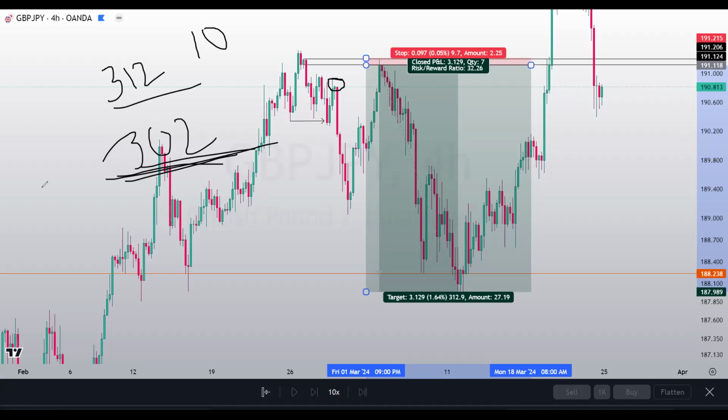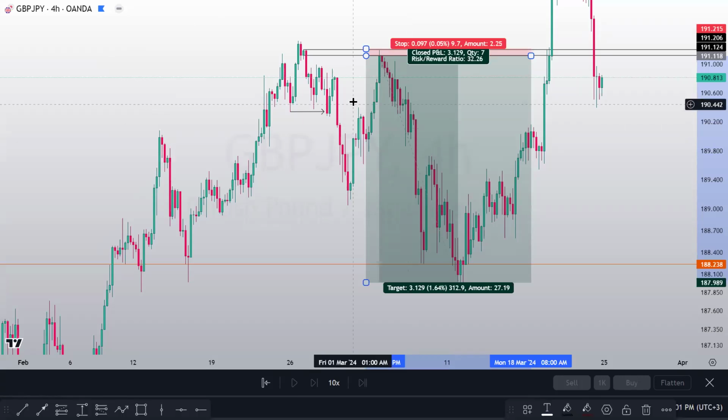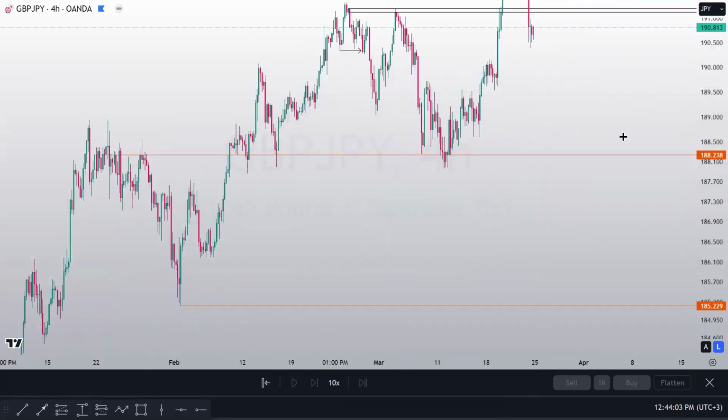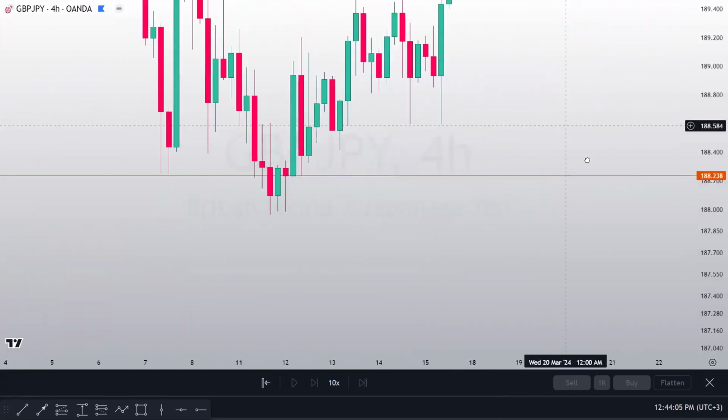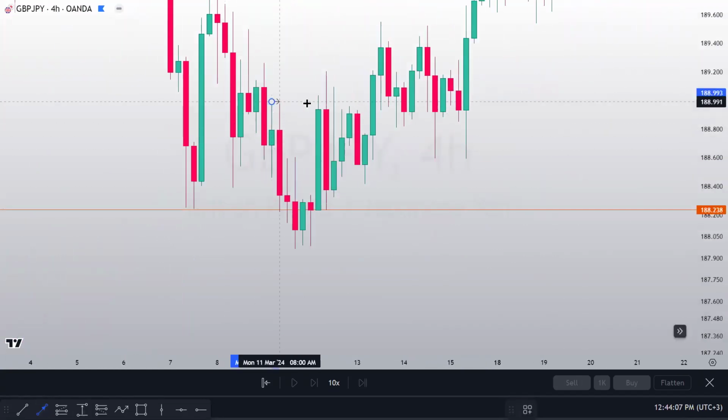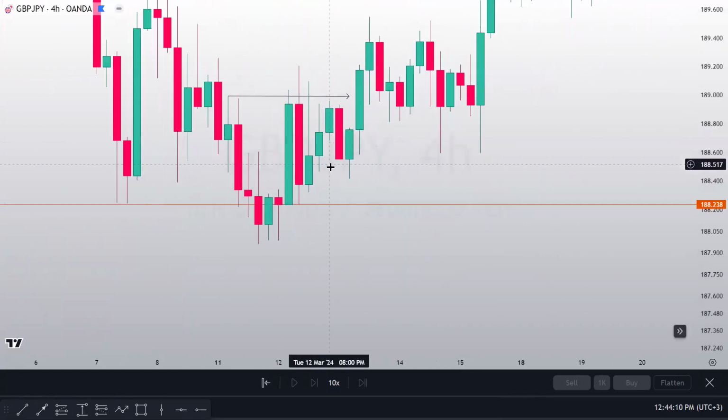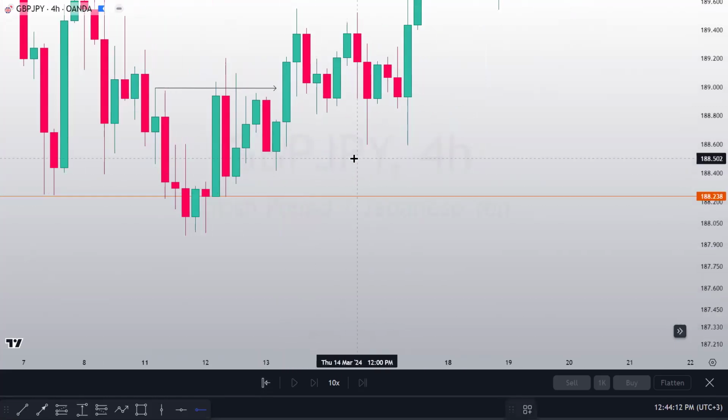So clearly, after the market came and went inside this weekly area of liquidity, the market performed a shift on this particular point right here. And also we had this inside formation.